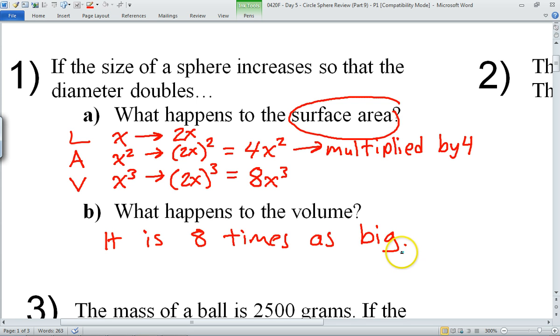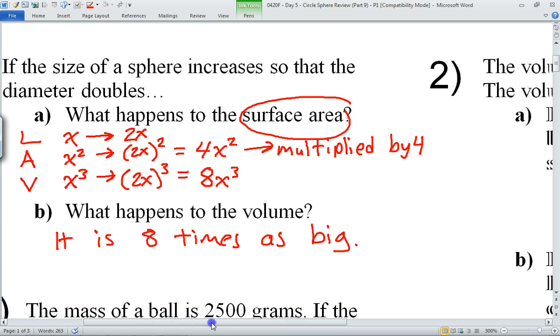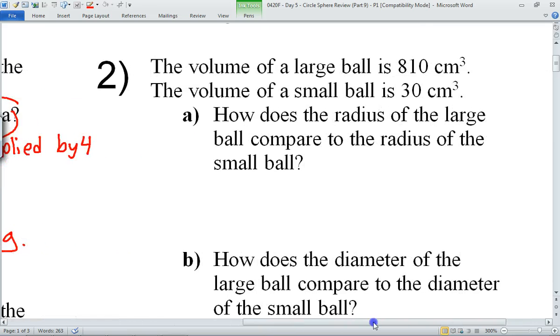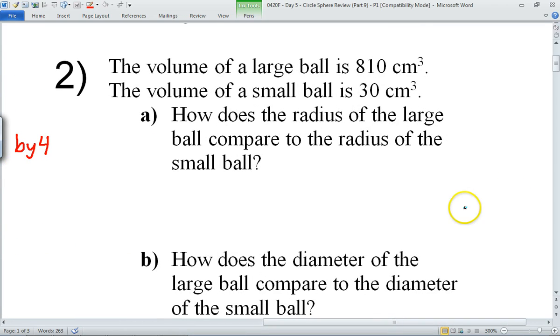Okay, that was key. Did you understand that? I feel like we need more practice. It's going to show up in other problems. Okay. So here's a slightly more complicated version of the same thing. It has just one extra step to it. Are you ready?